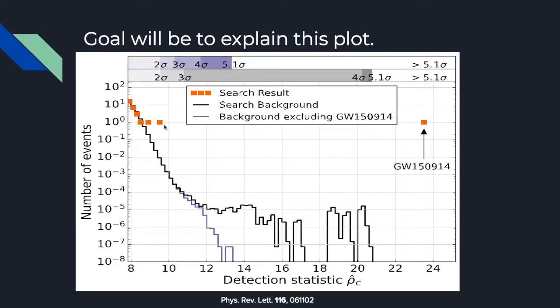And this orange is what we see when we actually do the analysis. And you can see that there's this very large outlier. That's 5914. And this plot tells us that it's a very significant event.